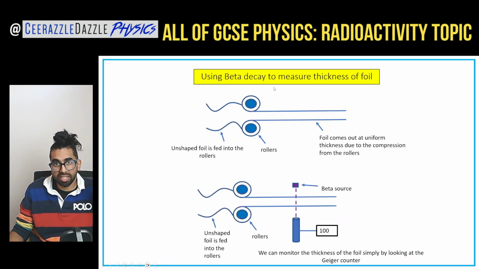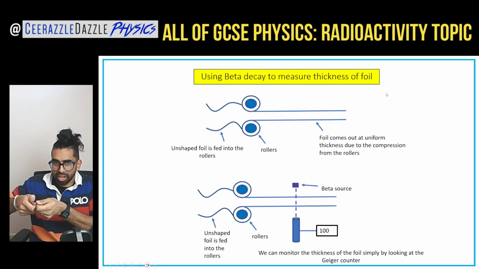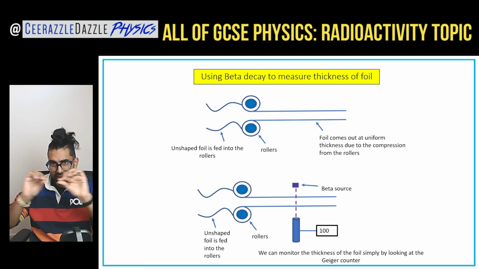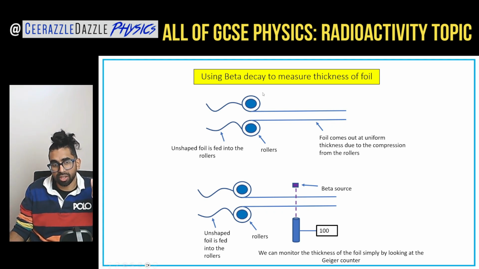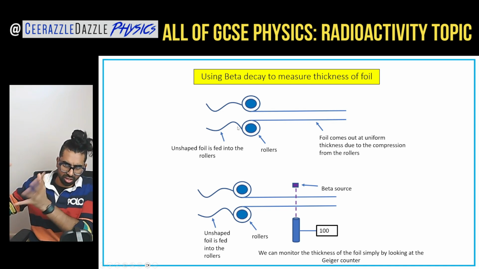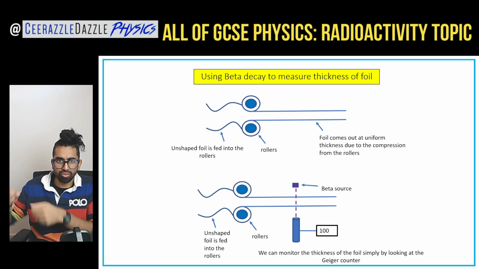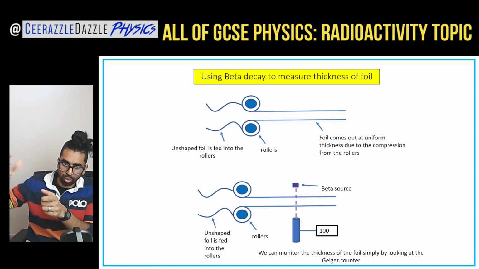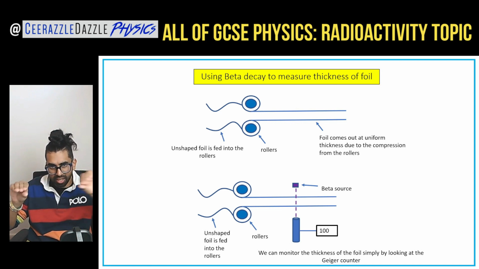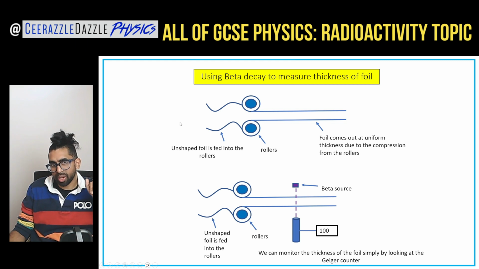Right, using beta decay to measure the thickness of foil. So how they actually keep the foil that's in your kitchen that thin is going to be via this method. Right, so over here you've got some giant bit of metal coming in, a sludge, and what happens is there's two rollers here. The rollers are designed to squash all that metal into a nice thin strip over here. So there we go, it enters on one side and it uses the rollers to squash it over here.